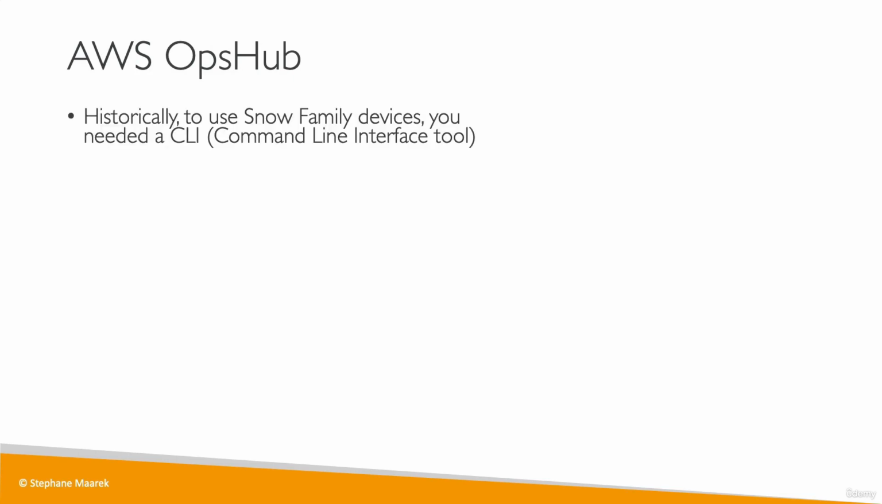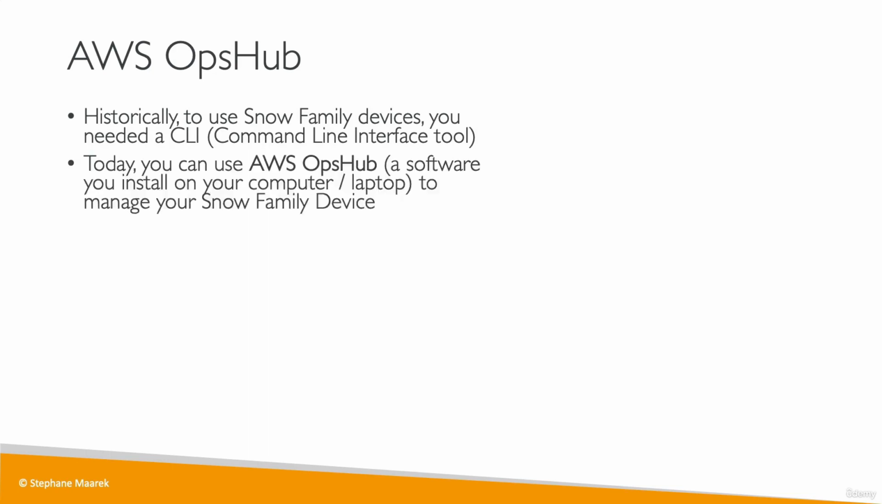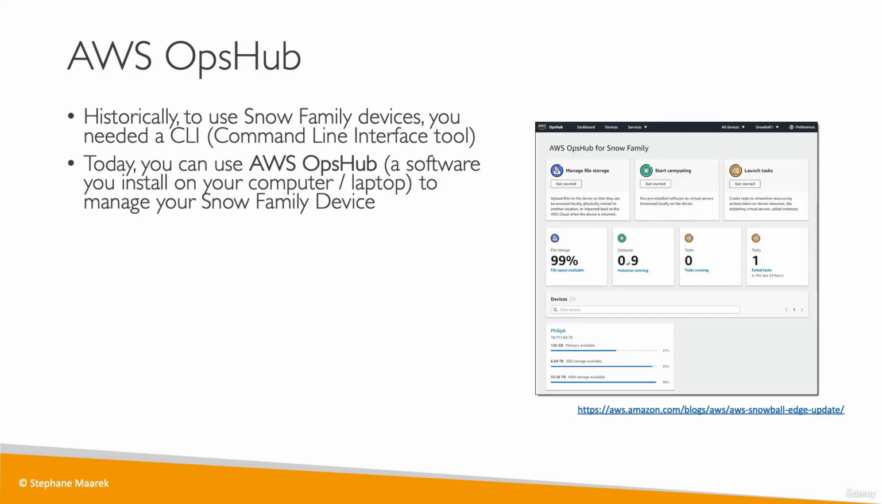Finally, for the Snow family, there is OpsHub. So historically, when you were using these devices, you needed a CLI, so a command line interface tool, to deal with them, and it was very, very difficult. And so AWS recognizes that, and so they've created OpsHub, which is software that you install on your computer or laptop. So it's not something you use on the cloud; it's something you have to download on your computer. And then once it's connected, it's going to give you a graphical interface to connect to your Snow devices and configure them and use them, which is very, very handy.